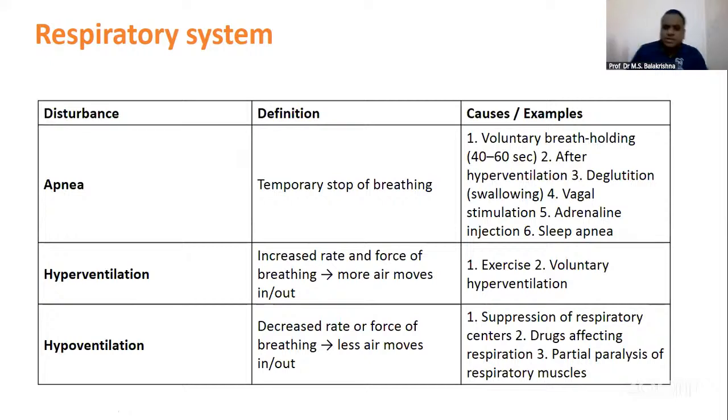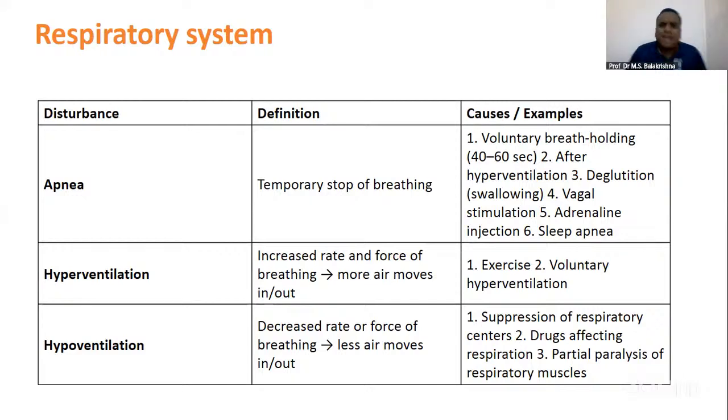So now some of the disturbances: apnea, temporary stoppage of breathing. Voluntarily, if you want to hold your breath, you can hold it for 40 to 60 seconds. But with practice, people do more with yoga and all. People can stop their breath for a longer period of time. Then this apnea, you can master it. It also occurs after hyperventilation. During deglutition, when you are swallowing food, you stop breathing for a few seconds.